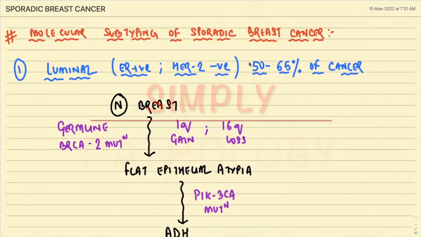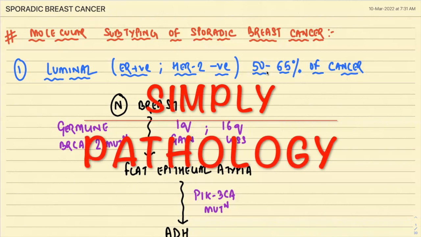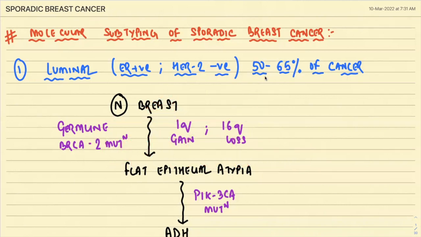Today we are going to discuss a very important and interesting topic: sporadic breast cancer. We have already discussed familial breast cancer in detail in the previous lecture. In today's lecture, we will discuss the more common variety, sporadic breast carcinoma. We will cover the molecular part, the gross and microscopic features, immunohistochemistry, the grading of the tumor, and the staging of the tumor. All these things we are going to see in detail.